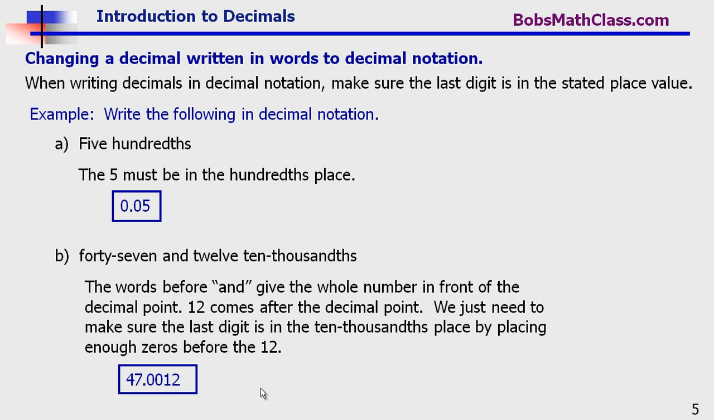So if you only had one 0, then the 2 would be in the 3rd place, and it would not be in the ten-thousandths place. It would only be in the thousandths place. So you have to put the right amount of zeros. Sometimes you don't even have to put any zeros. Sometimes you have to put a few zeros. It just depends on the numbers that were given. Okay, let's go to the next slide.